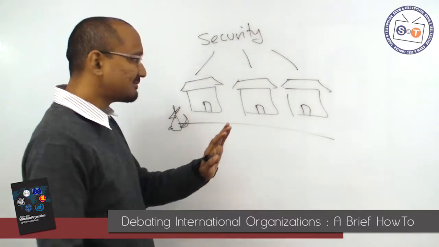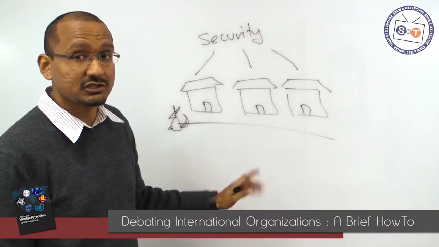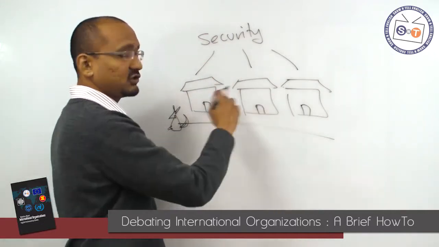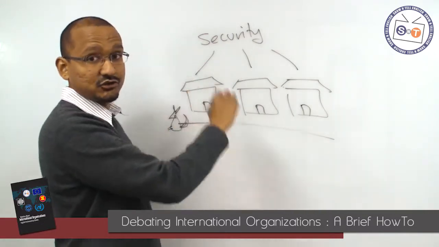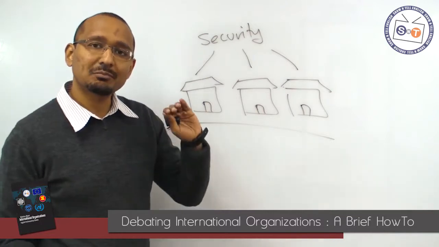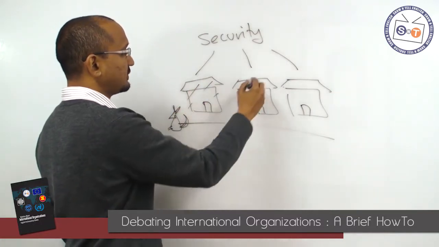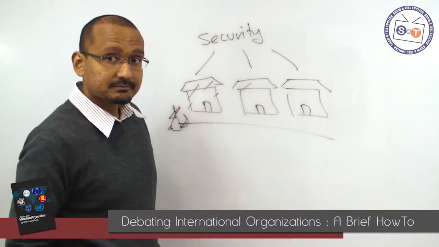So that's basically international organizations. Except that rather than just an individual or house, you have countries, okay? So the complexity comes from the complexity of these groups, right?